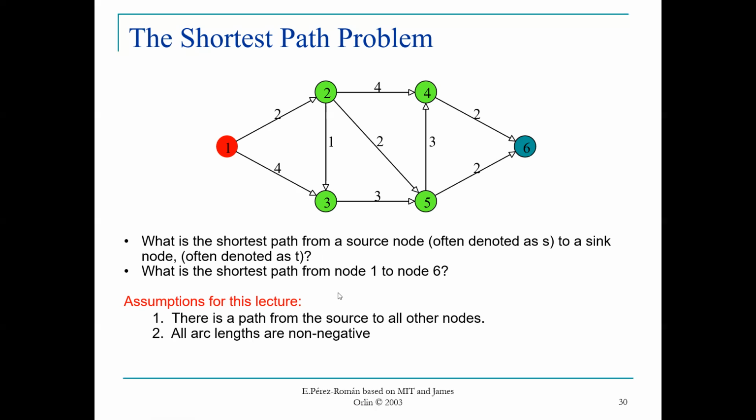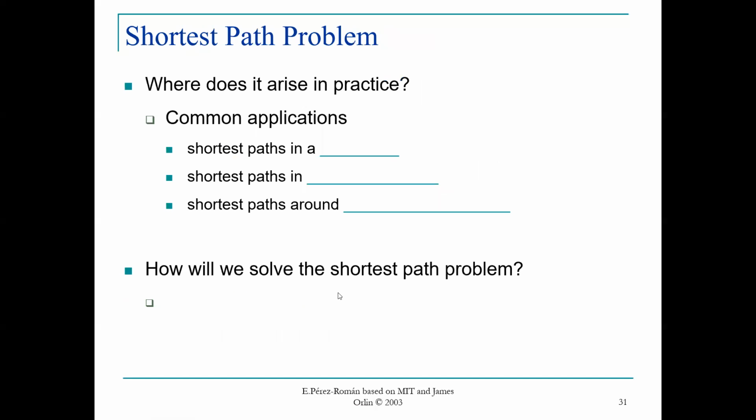Okay, so let's look at this problem. Where does this type of application arise in practice? Common applications: a shortest path in a vehicle, shortest path in internet routing, and shortest path around Texas State University. How will we solve the shortest path problem? We're going to use Dijkstra's algorithm.